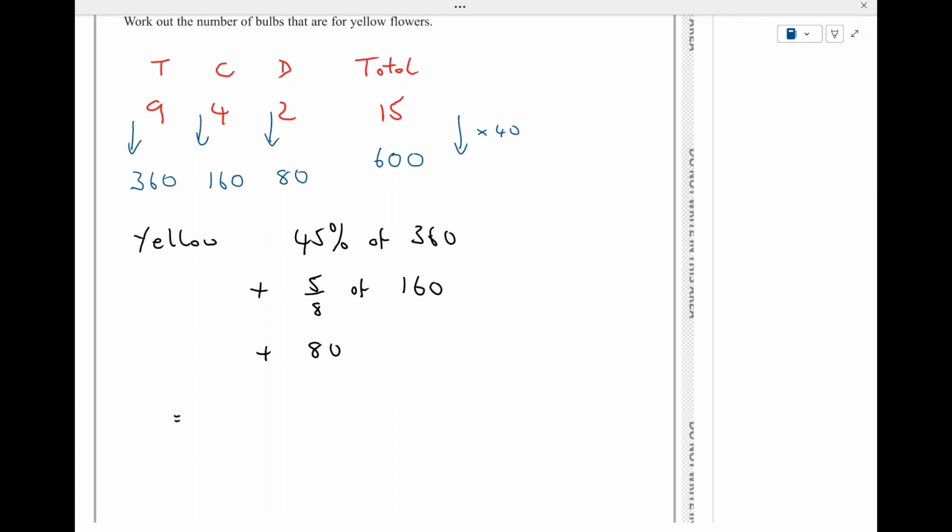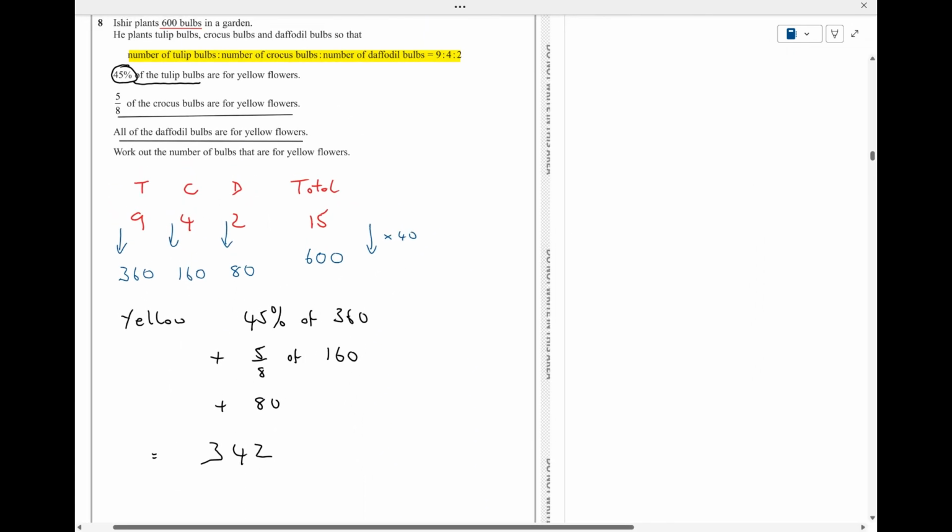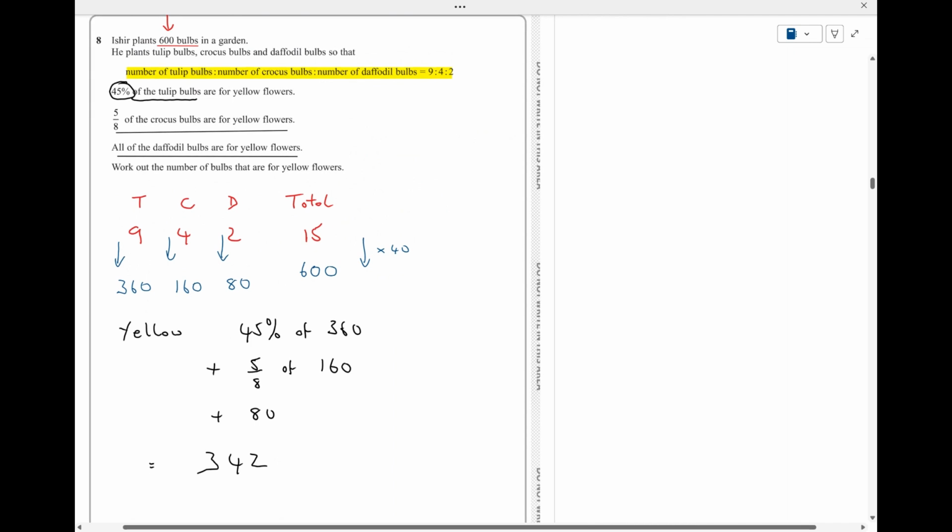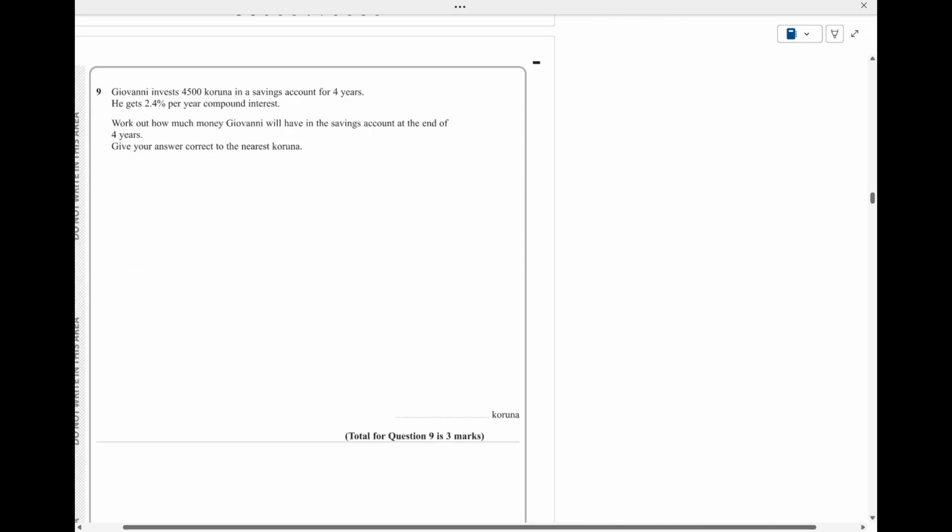Now, 45% of 360, that's 0.45 times 360, plus 5/8 of 160. On my calculator, I'm using the fraction function. 5/8 times 160 plus the 80 gives me a total of 342 bulbs that are for yellow flowers. And that's question 8 done.